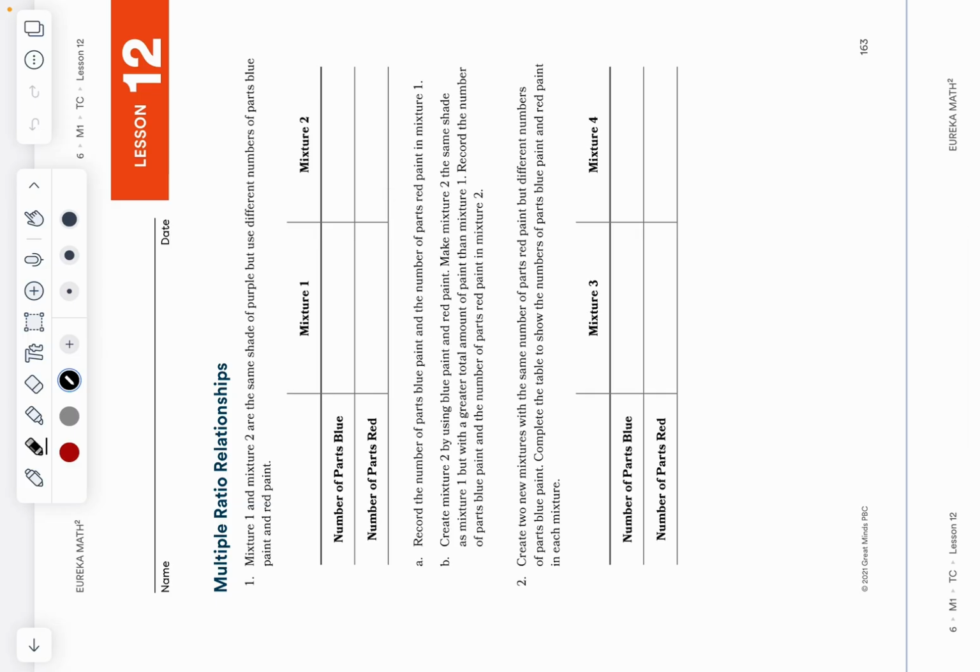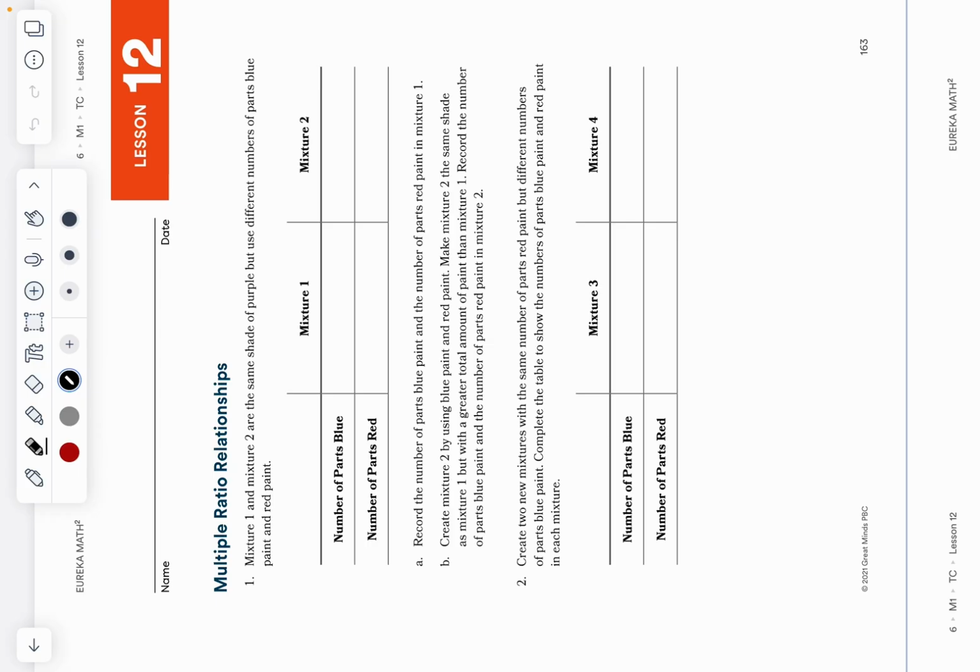Okay, so today we're going to look at lesson 12. And lesson 12 is part of topic C. And the whole idea behind topic C is being able to compare ratios. So just a review, a ratio is a comparison of two things. Well, now we are comparing two ratios to see if they are equivalent.